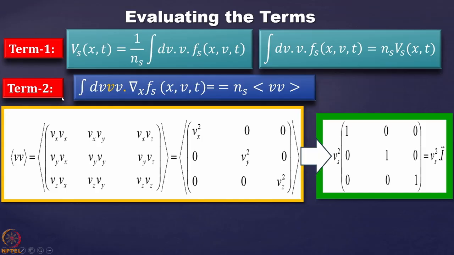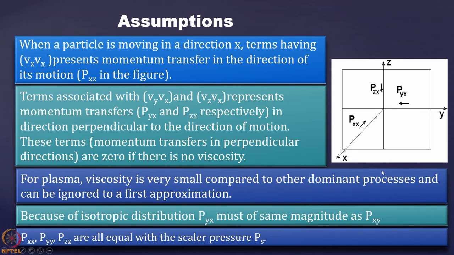Now you know that we need to simplify things. So when a particle is moving in a direction x, the term having the components vx vx represents the momentum transfer in the direction of the motion. So here this is the px term. So it represents the momentum transfer in the direction of the motion.